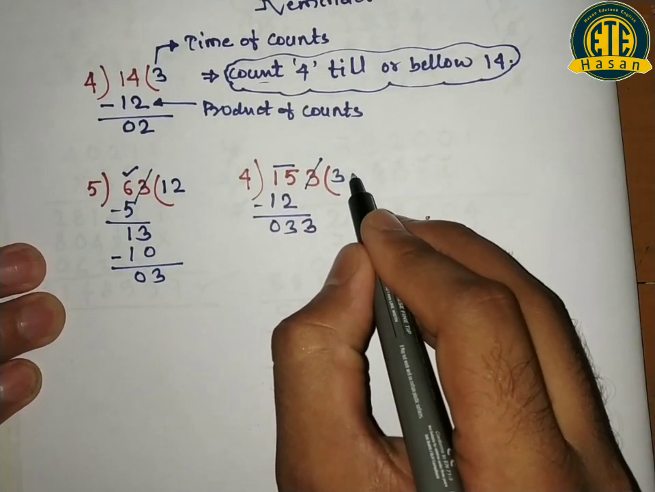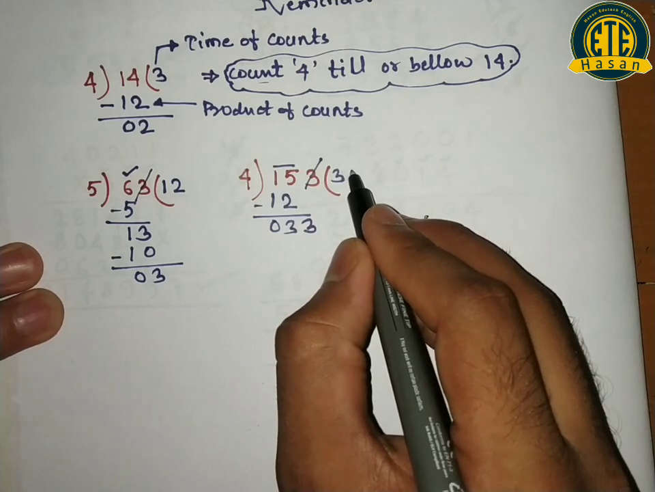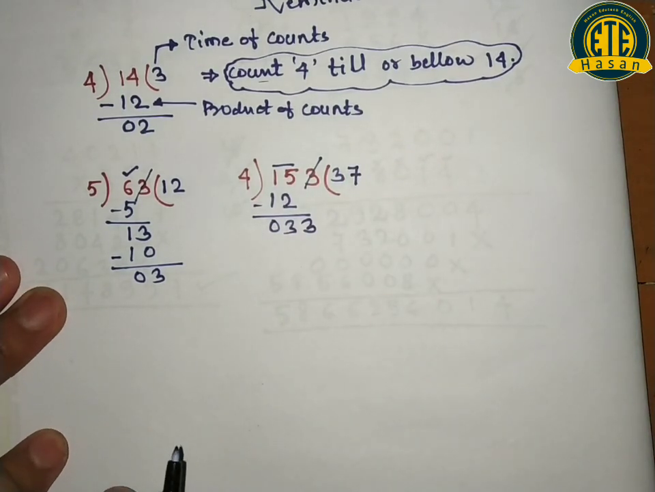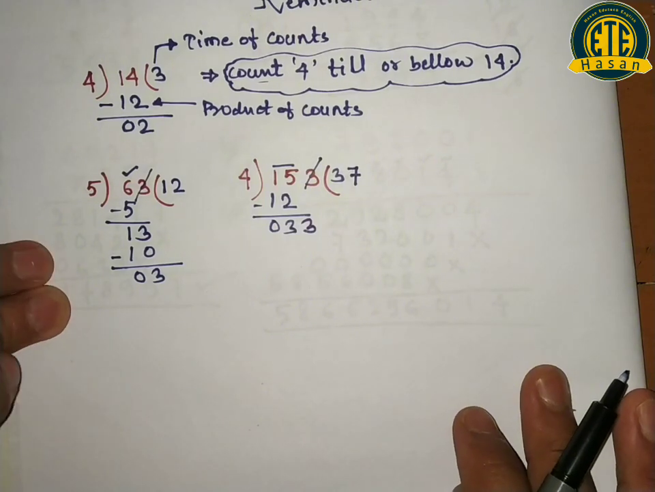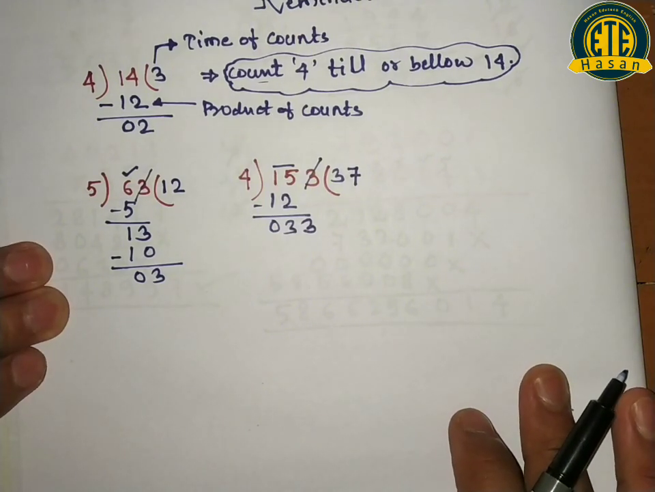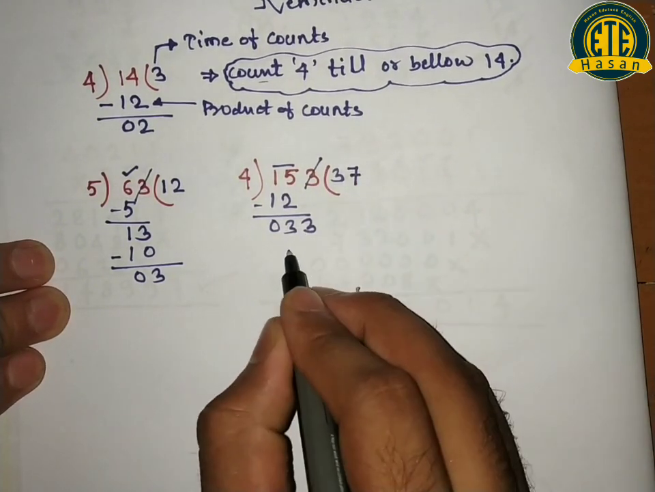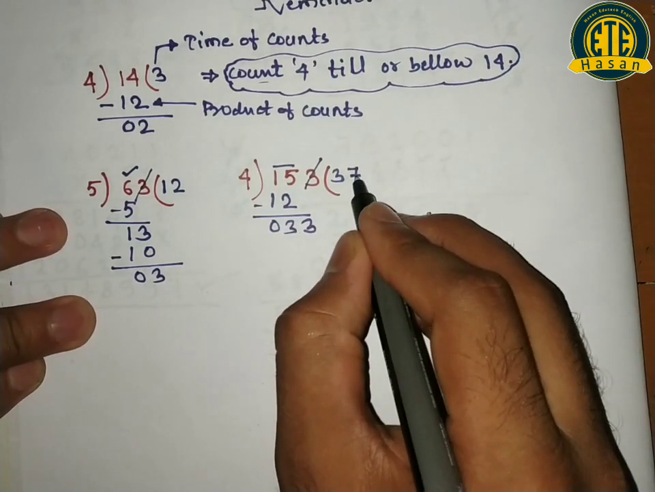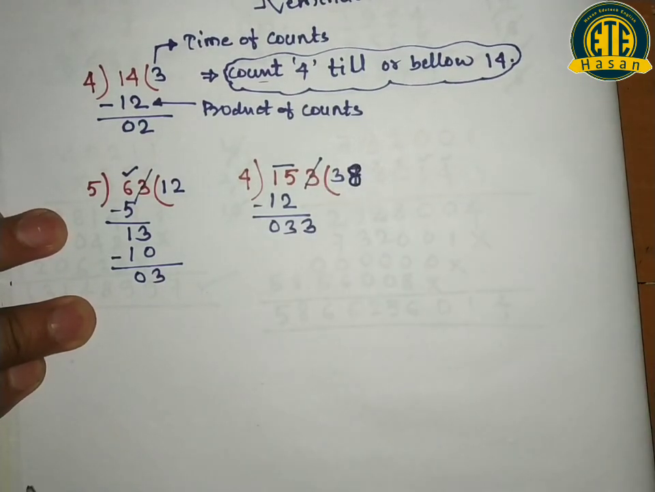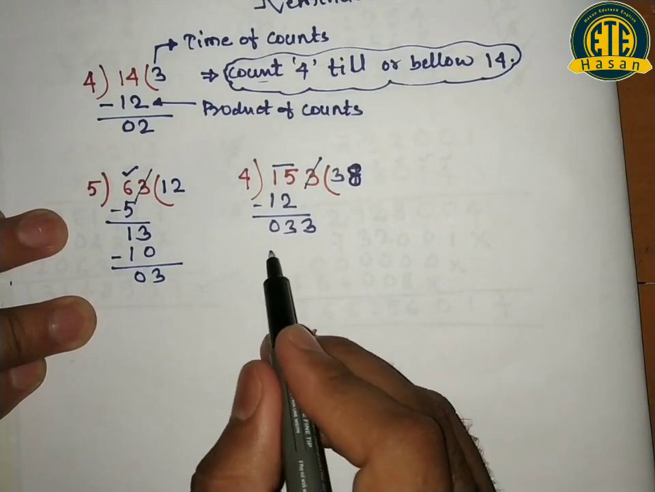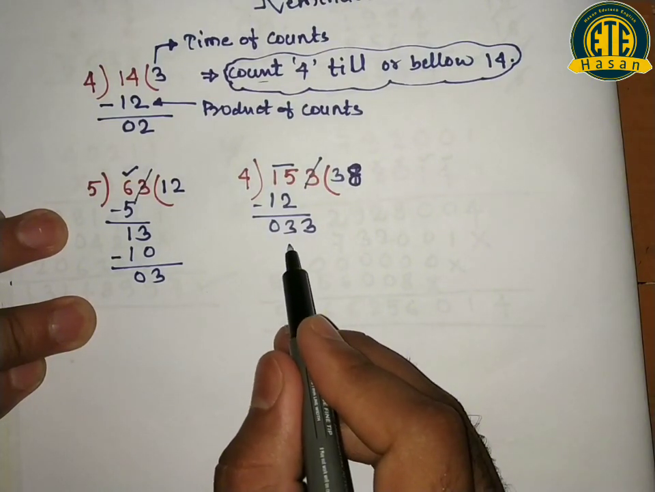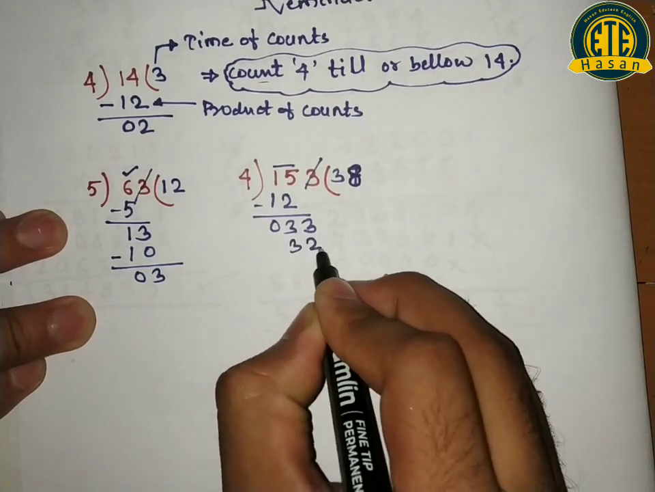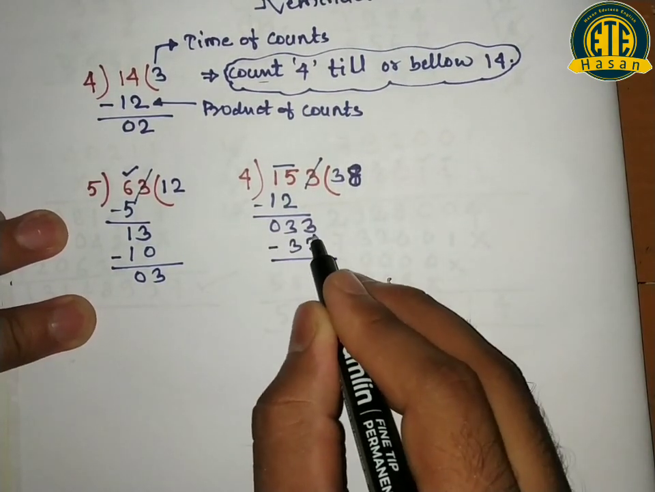4 ones are 4. 4 twos are 8. 4 threes are 12. 4 fours are 16. 4 fives are 20. 4 sixes are 24. 4 sevens are 28. 4 eights are 32, and 4 nines are 36, which is greater than 33. So 4 eights are 32.